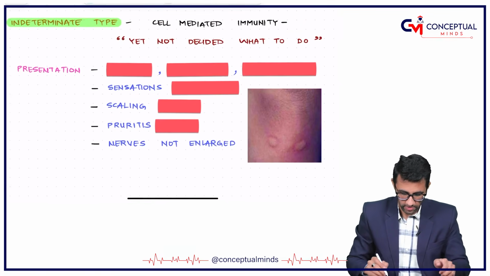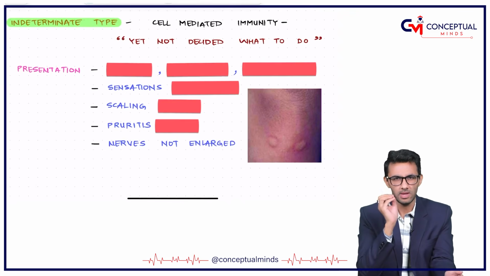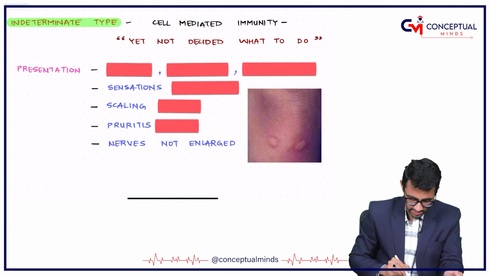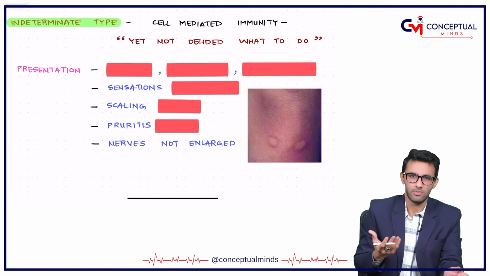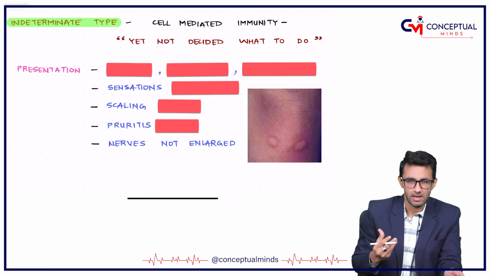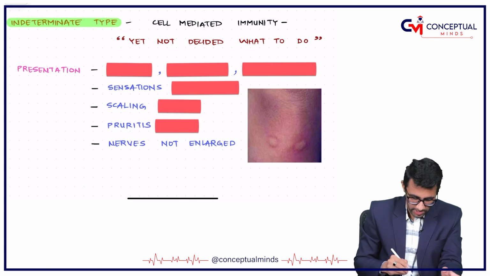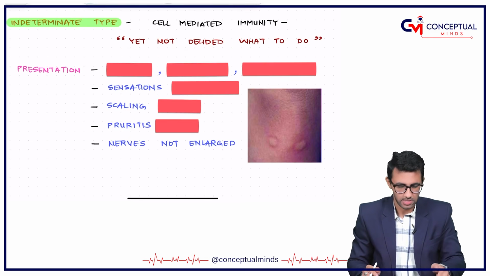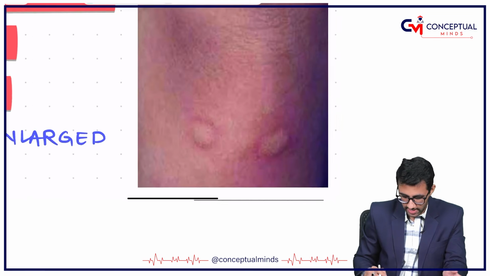What I told you before was that the indeterminate type is the one where the body has no idea what to do. That is what I have written here: yet not decided what to do. Yes, that is the thing, right? So do you think there would be clinical manifestations? Yes, obviously, right? That is what we see.